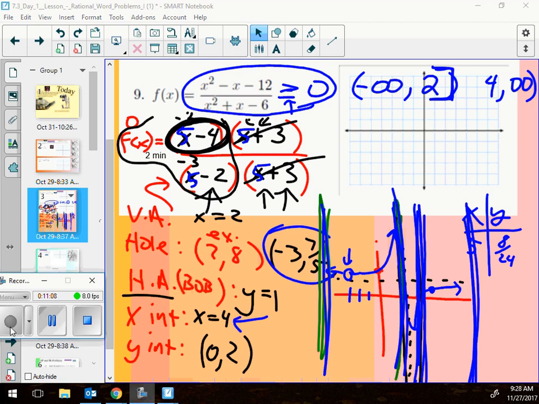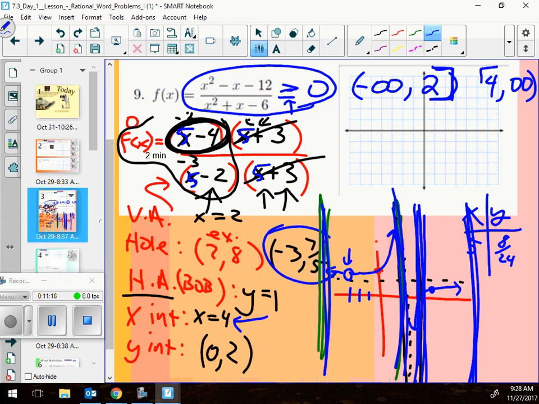Okay, so let's answer the first question, which was, how about the 4? Do you think the 4 works and thus should have a bracket? I agree, because when you actually put a 4 into this function, it will be 0. Remember, that's the thing that made it equal 0. It was the x-intercept. It will make the function equal 0. And is 0 greater than or equal to 0? Yeah, it is, so it works.